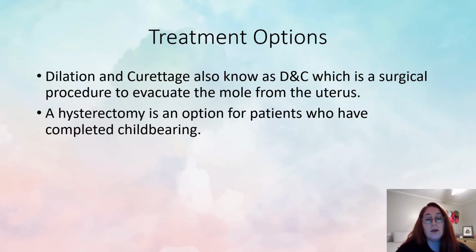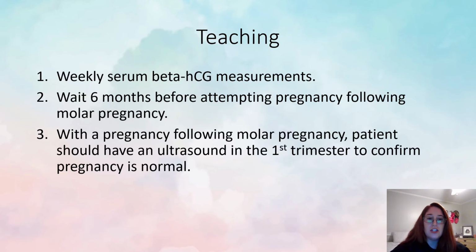Treatment options. So we would do a D&C, which is a surgical procedure to evacuate the mole from the uterus. And then for patients who have completed their childbearing years, we would possibly consider a hysterectomy. As far as patient teaching, we want to educate them that we're going to be doing weekly serum beta-HCG levels until we have had 3 consecutive levels that are less than 5 milliunits per milliliter.